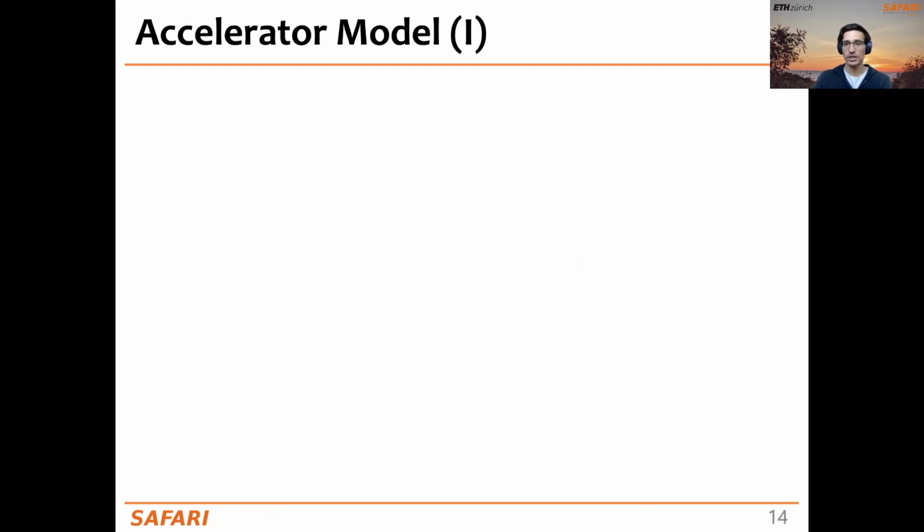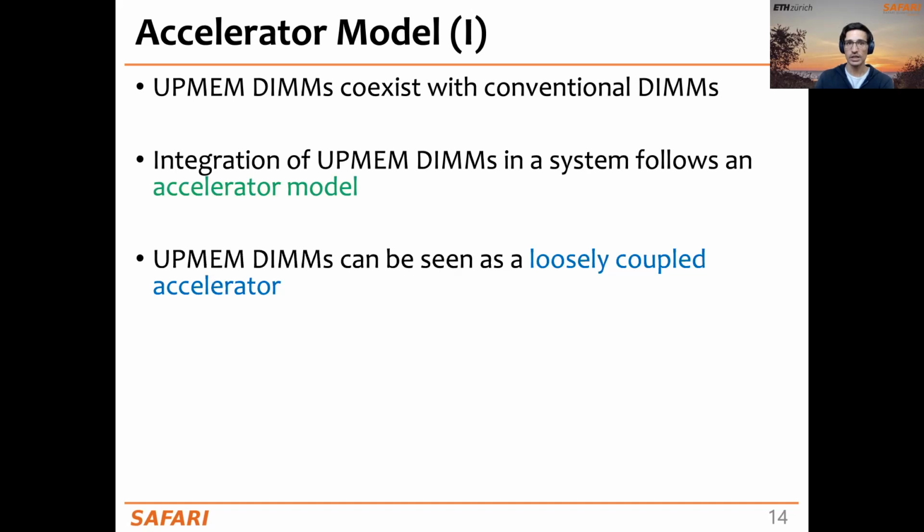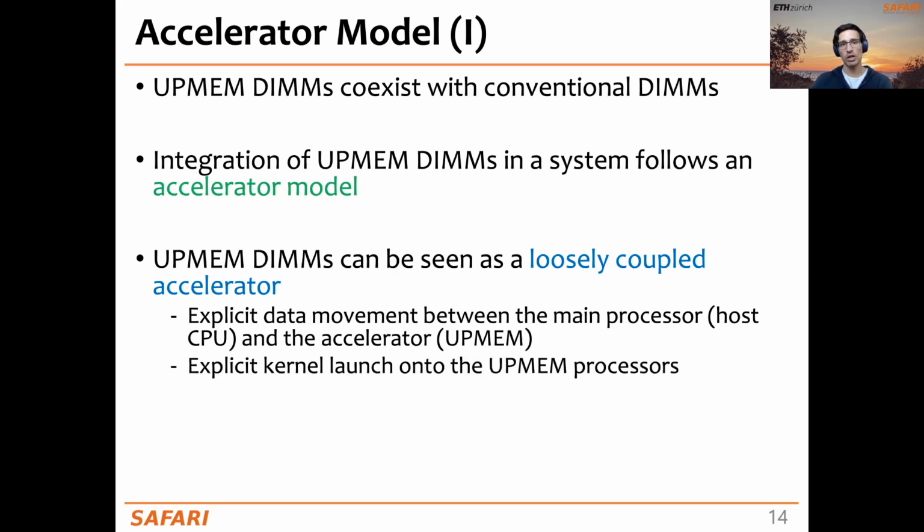This system follows what we call the accelerator model, where we have UPMEM PIM-enabled DIMMs coexisting with conventional DRAM DIMMs. In this accelerator model, the UPMEM DIMMs can be seen as a coprocessor, as a loosely coupled accelerator. Specifically, what we have to do is move data from the memory of the main processor, the host CPU, to the memory of the accelerator, the UPMEM system, the PIM-enabled memory. Once the input data has been moved to the PIM-enabled memory, we can start the execution by explicitly launching a kernel onto the UPMEM DPUs.